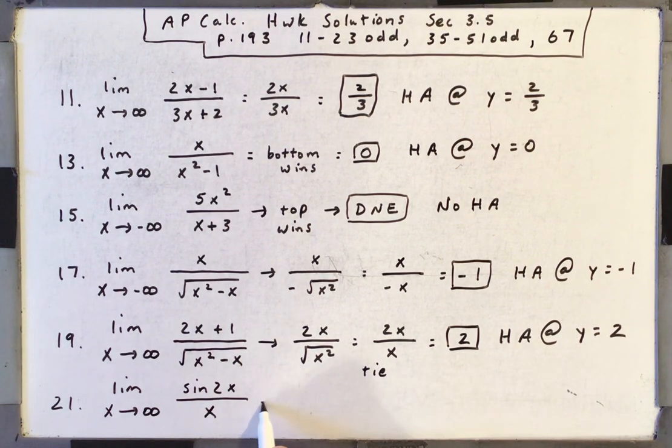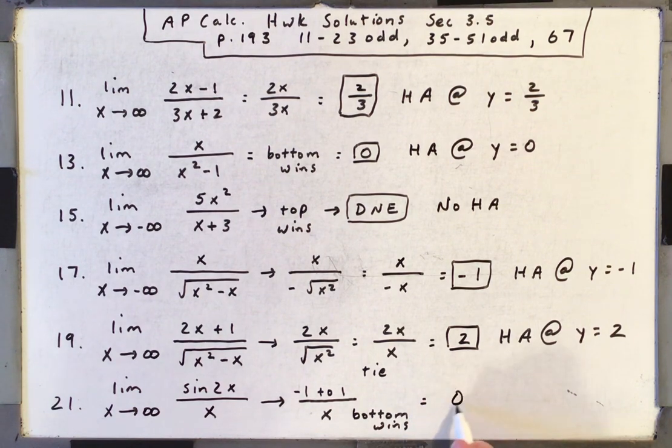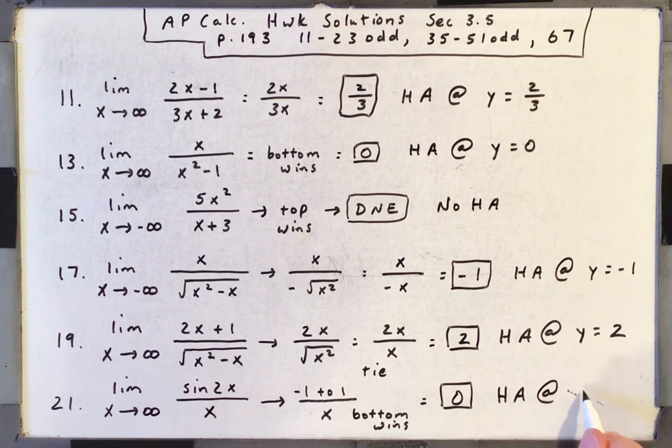Then number 21, sine of any angle just oscillates between -1 and 1. Well, that means the bottom wins, doesn't it? Bottom wins. So that's like a 1 over infinity, so the answer is 0. So we have a horizontal asymptote at y equals 0.